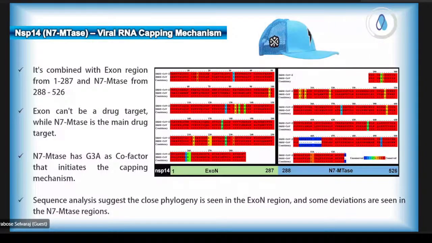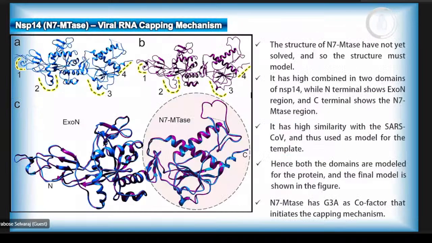So we need both the conformation, whether with exon also, we need N7-MTase also. So we get both domains. This is the thing we need to check on protein modeling, by saying whatever I told in homology modeling. The similar way from the SARS-CoV, we have developed the protein exon and N7-MTase, and exon is different. But our binding pocket is in N7-MTase, and exon is not a drug target. Only N7-MTase is a drug target.